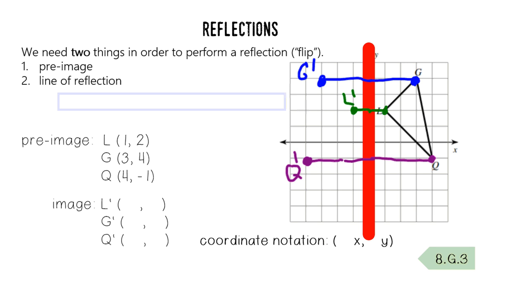Now this is looking a little bit messy, so I'm going to clean this up so that we can start taking a look at how things have changed. So while I am erasing, I want you to start maybe figuring out what are these new coordinates? What are the coordinates of L prime, G prime, Q prime? Oops, that's a little bit too large there in my eraser. I'm also going to fill in what my new shape looks like.